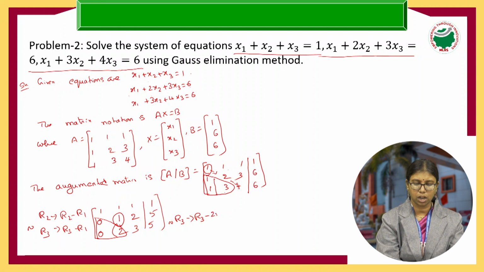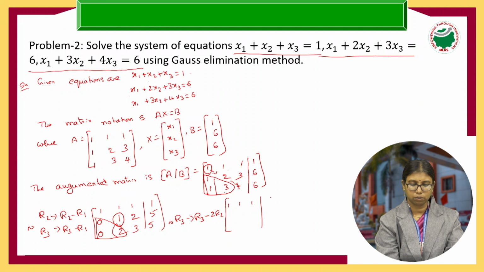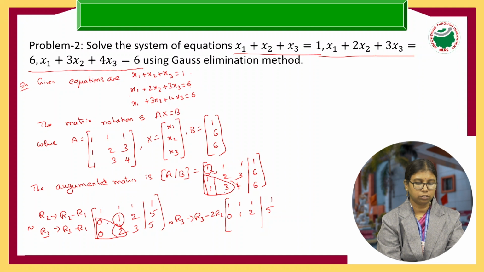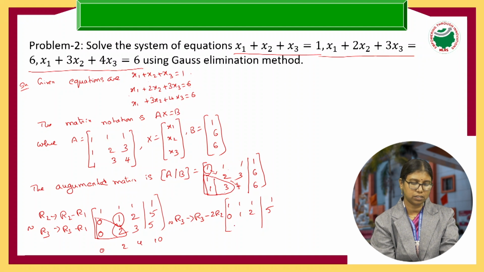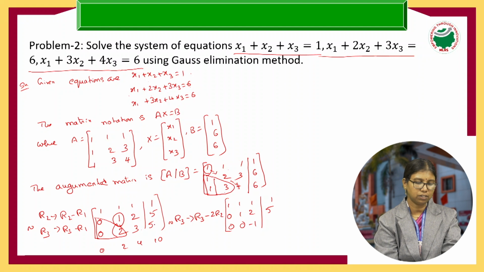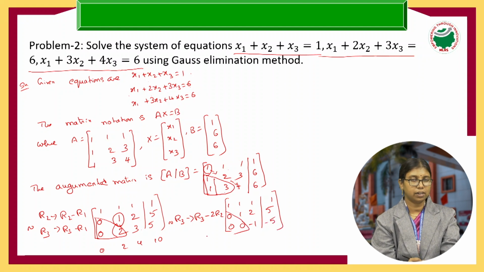That means R3 minus 2 R2. The matrix is 1, 1, 1, 1, 0, 1, 2, 5. Multiply the second row with 2, you will get 0, 2, 4, 10. Then by subtracting: 0 minus 0 is 0, 2 minus 2 is 0, 3 minus 4 is minus 1, 5 minus 10 is minus 5. Now we got the upper triangular matrix.